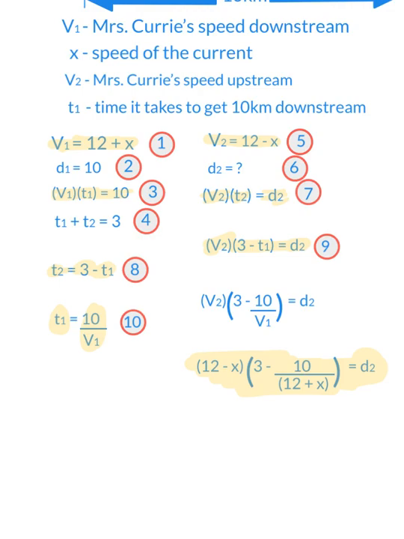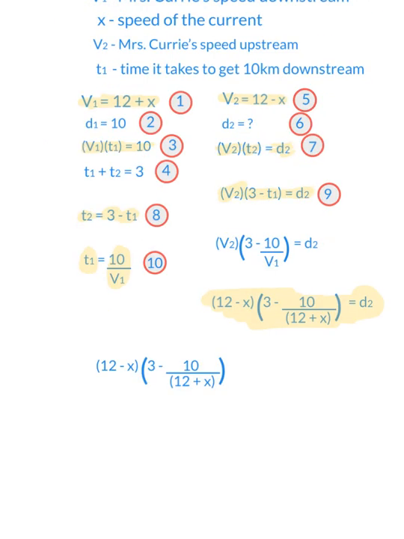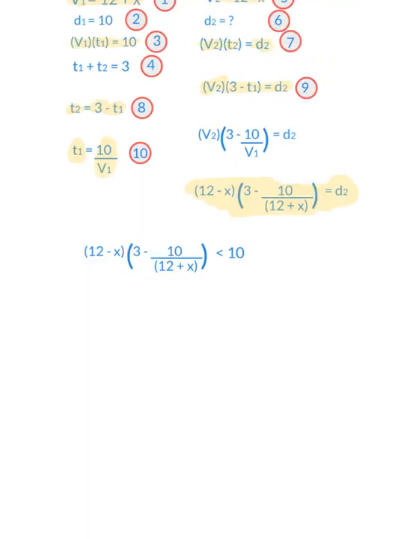So we rewrite this equation as 12 minus x times 3 minus 10 over 12 plus x less than 10. Because we want to know when that distance is less than 10. When it's less than 10, that means Mrs. Curry is not going to make it all the way back.